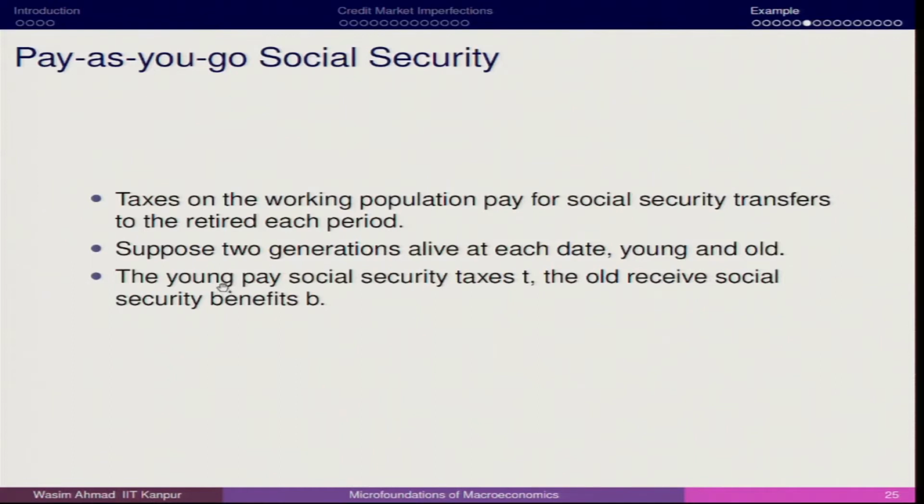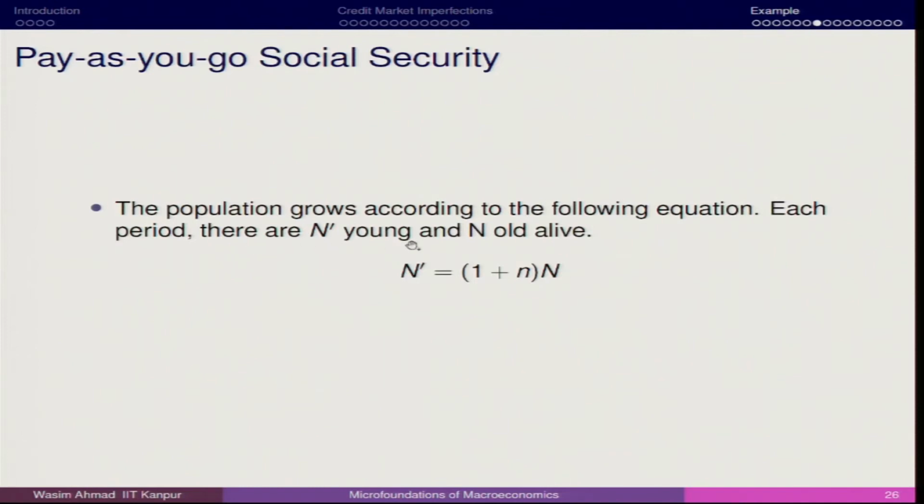So, when I say that the young are paying the social security tax, when you are young you are paying, the old receive the social security benefits B. If I say that N represents the old, N transpose represents the young. So, N transpose, the young, is equivalent to 1 plus n, which means the growth of the old, you can say. So, the young population is equal to 1 plus a small n, which shows the additions to the old. Which also means that if I solve for n, n is nothing but n transpose upon 1 plus n. So, this can be easily understood.